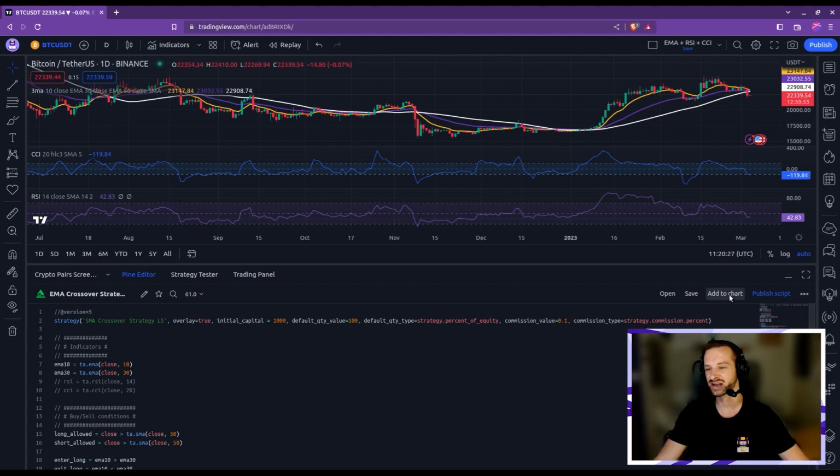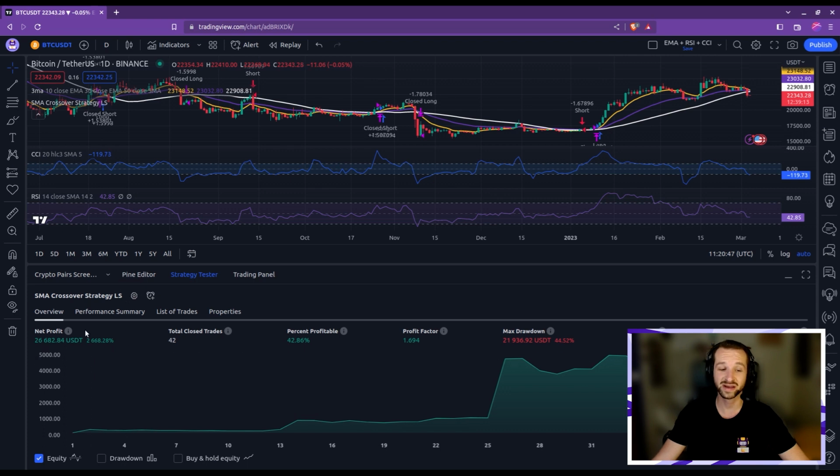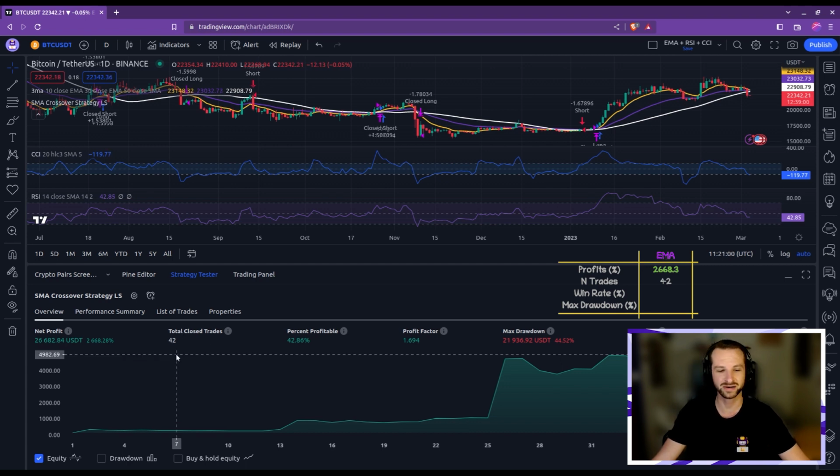Okay, let's add the strategy to the chart and see what the results are. So this toy example gives us a bit more than 2,600% profits by doing 42 trades, so more of a long-term strategy than a high-frequency one, and a win rate of 42 to 43%. That's quite normal for a trending strategy like this, and a maximum drawdown of 45%, almost.